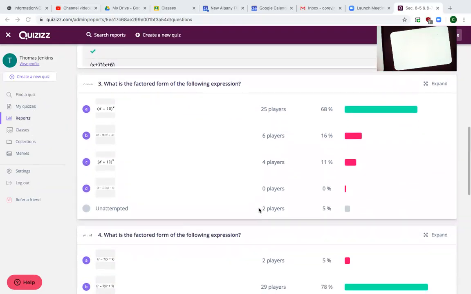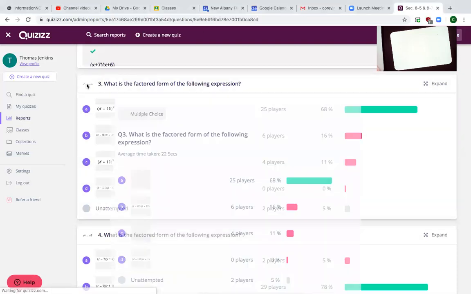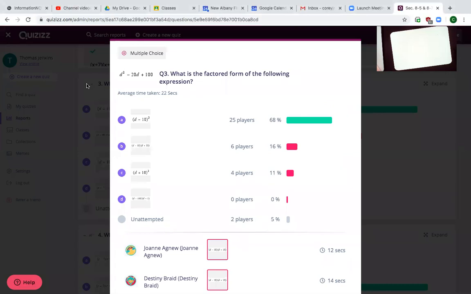All right, so next one, number 3, 68% got it right, so that's enough to probably talk about it, at least shortly. So the question was, what's the factored form of d squared minus 20d plus 100?